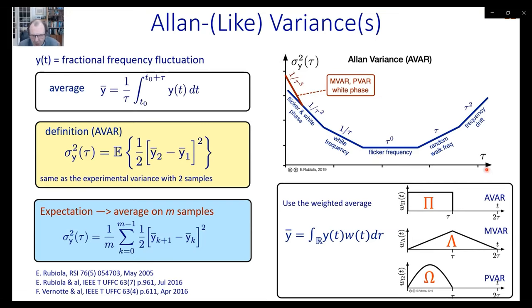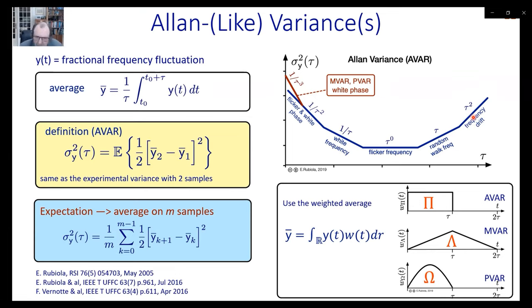First thing we observe is that the time scale is the mirror image of the frequency scale. So here in the left hand side, we have the fast phenomena like flicker and white phase noise, the phenomena we had in the right hand side of the spectrum, and here in the right hand side at long tau we have the slow phenomena like random walk of frequency and frequency drift, which is usually not seen in the world of spectra.